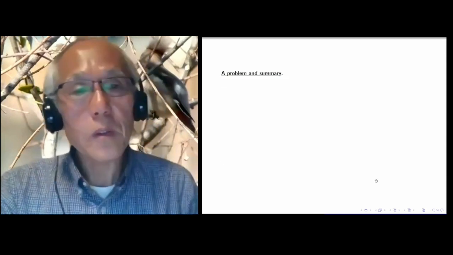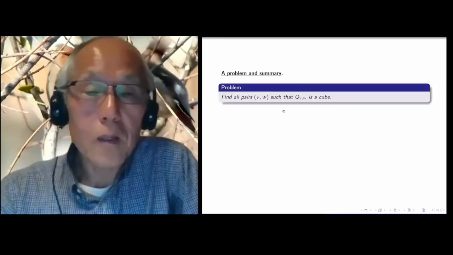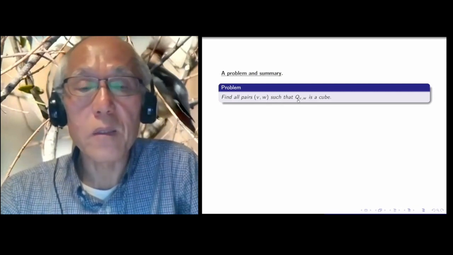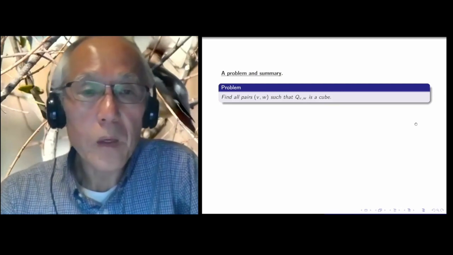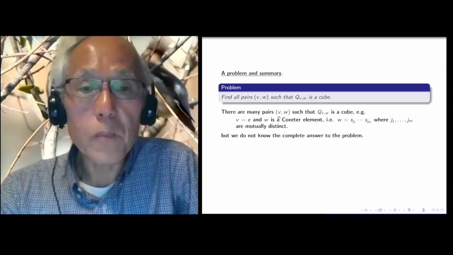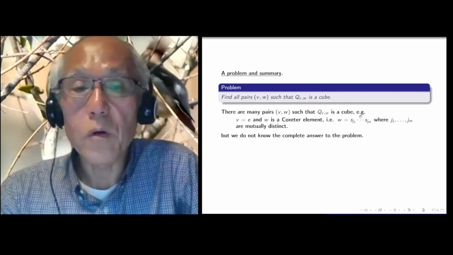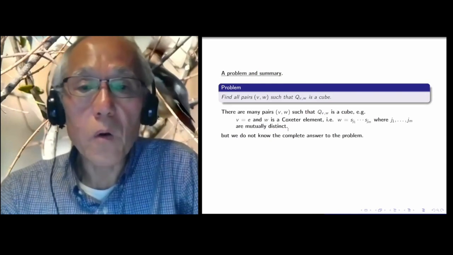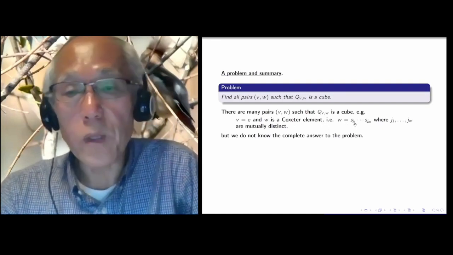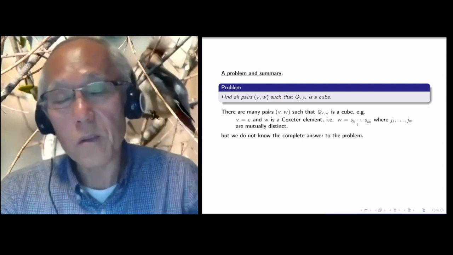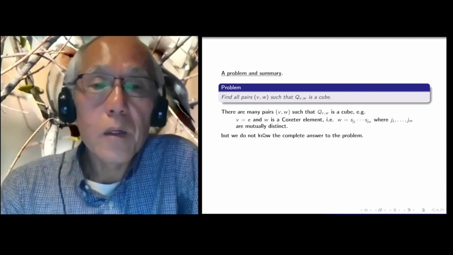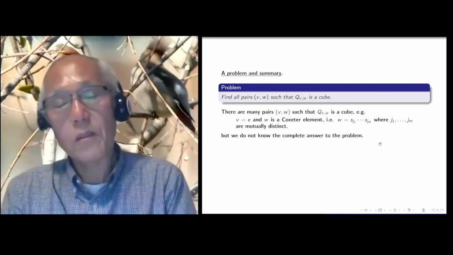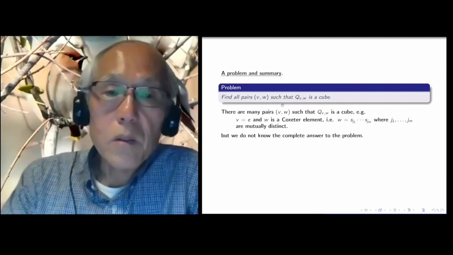Okay, now the problem and the summary of this talk. The problem I am interested in is to find all pairs v, w of permutations such that the Bruhat interval Q_{v,w} is a cube. I don't know the answer, but there are many pairs v, w such that Q_{v,w} is a cube. For instance, when v is the identity and w is a Coxeter element, the product of mutually distinct simple reflections. But otherwise, when v is not the identity element, I don't know the answer. But I can see there are many pairs v, w such that Q_{v,w} is a cube.